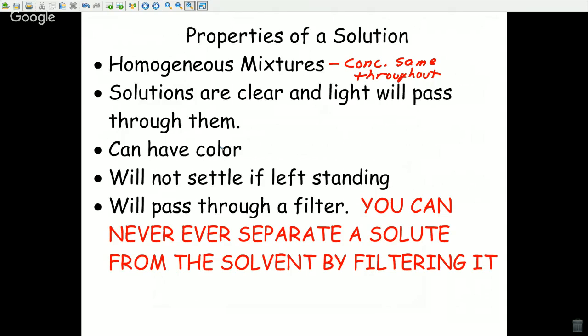And it will pass through a filter. So you cannot separate the two by filtering it. You'd have to either distill it or boil the solvent off in order to get the solute back. Unless it's like alcohol and water, because alcohol has a much lower boiling point. The alcohol will come out first and the water will come out second.